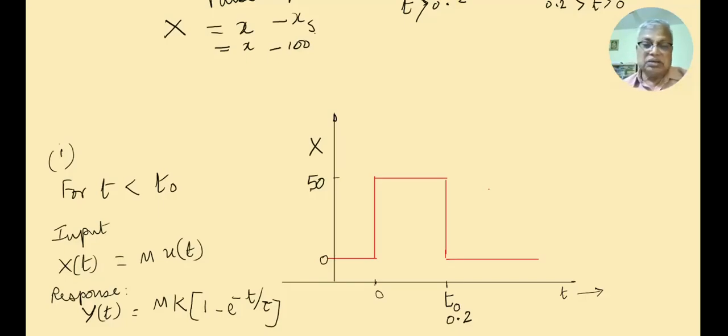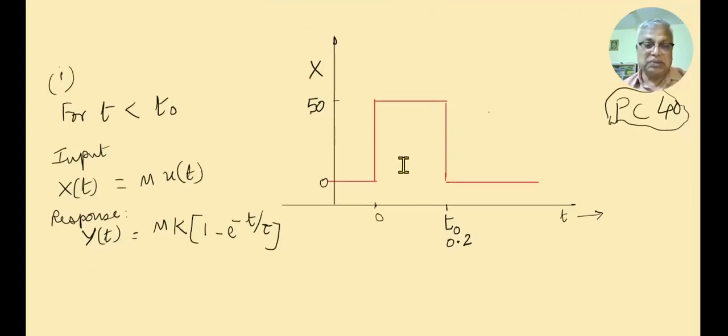So this has been discussed in my earlier lecture titled PC40. The link for this reference will be given above and below in the description. How to find the response, how to write the pulse input equation, how to find the pulse input response. So for t less than t naught, the response equation is y of t equal to mk into 1 minus e power minus t by tau.